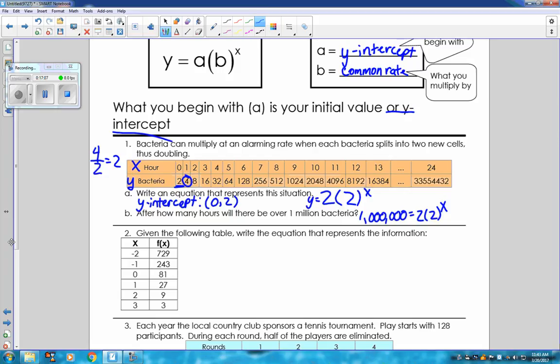Does that make sense? How can you do this? And I write down here: it will take us 19 hours to have over a million bacteria. This is just the guessing game, because we don't know how to solve for x yet. That's something that y'all are going to learn how to do in Algebra 2.